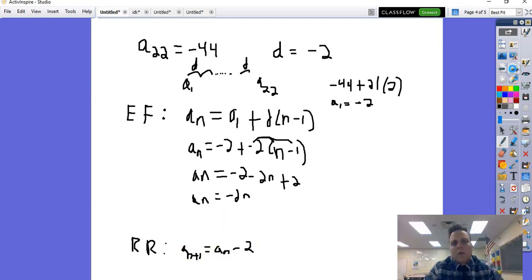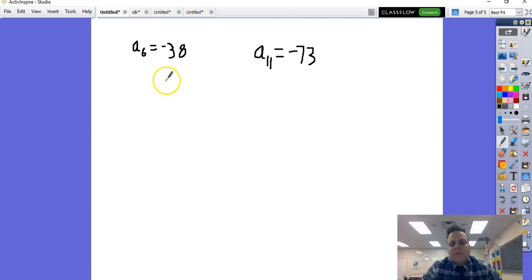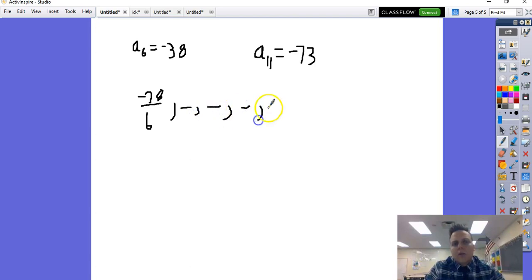Awesome. Let's do one other type of problem. Look at this problem. I tell you that the 6th term is negative 38, and I tell you that the 11th term is negative 73. Okay, so let's think about this. If we start off with the 6th term, so we're going to say this is the 6th term right here. So that's what? Negative 38? And then we have the 7th term, and then the 8th term, and then the 9th term, then the 10th term, and then the 11th term, which is negative 73.